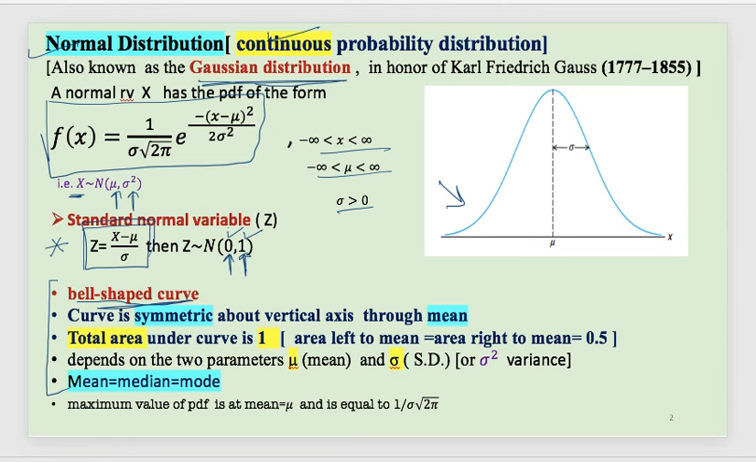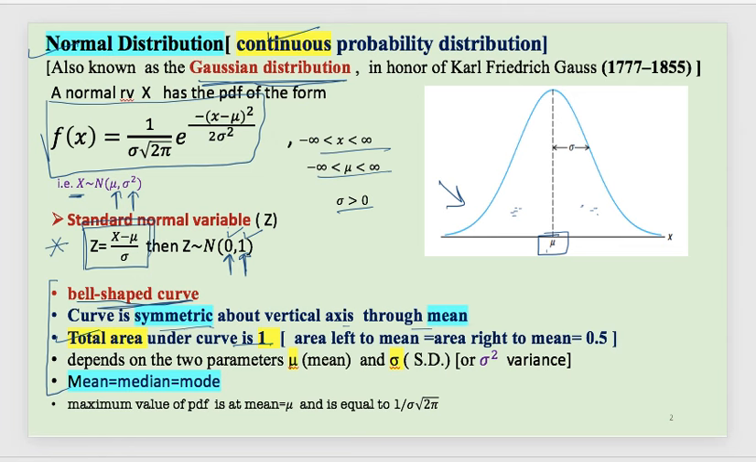The shape is bell and it is symmetric about the vertical axis through mean, and we know that the location of mean is here at the center and it is symmetric on both sides. That means on both sides we are having the same picture. Now the total area under the curve is 1. We know that for a PDF, the full area is 1, or the total probability is 1.